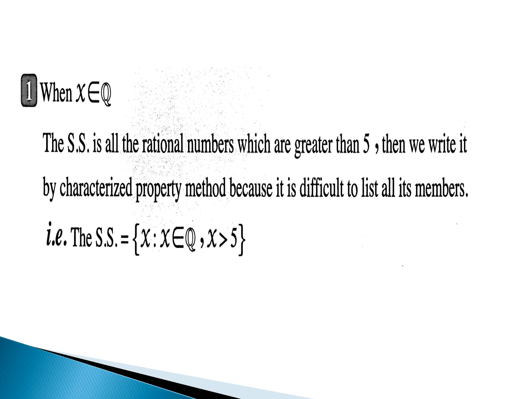Now, when x belongs to Q in this inequality, the solution set is all the rational numbers which are greater than 5. Then we can write it by the characteristic property method, because it's difficult to list all the numbers of this set. So the solution set here is x such that x belongs to Q and x greater than 5.